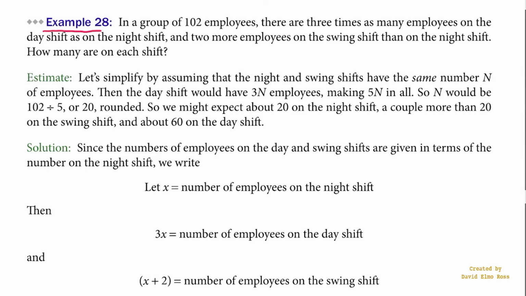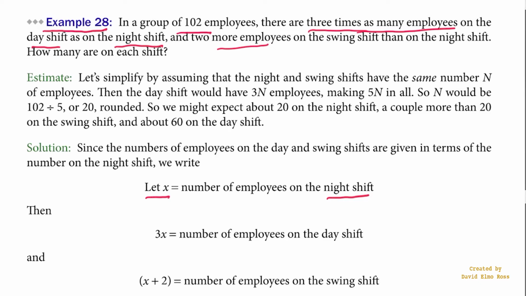Now example 28 is not an easy question to do, but you have to be able to read through this, and it says in a group of 102 employees. So that is the total number of employees. And it says there are 3 times as many employees on the day shift as on the night shift. And it says there's 2 more employees on the swing shift than there is on the night shift. So let's start with the night shift as being our base. Let x equal the number of employees on the night shift.